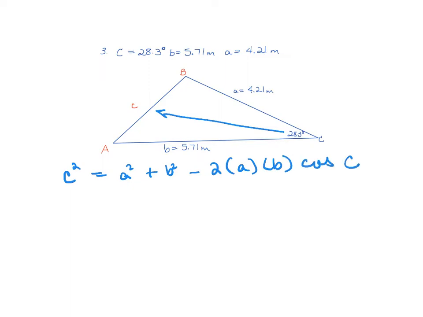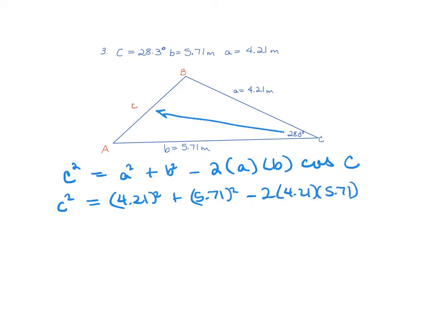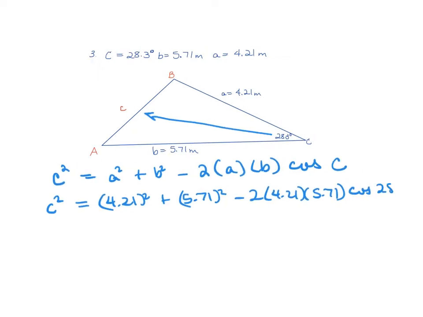So let's go ahead and plug in what we have. We don't know C squared. I know A is 4.21. I'm going to square it. I know B is 5.71. Plug it in again. 4.21, 5.71, and then the cosine of 28.3. Now, this is the case where you can just do it continuous in your calculator. If you prefer to write it down, you could write it down.